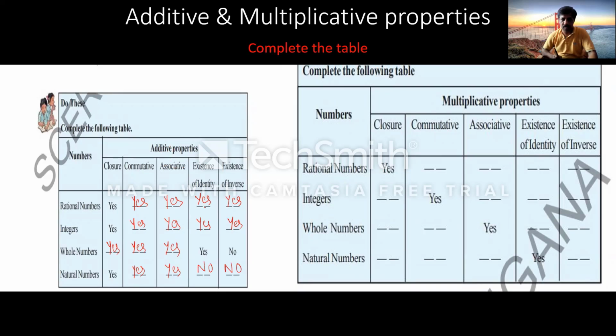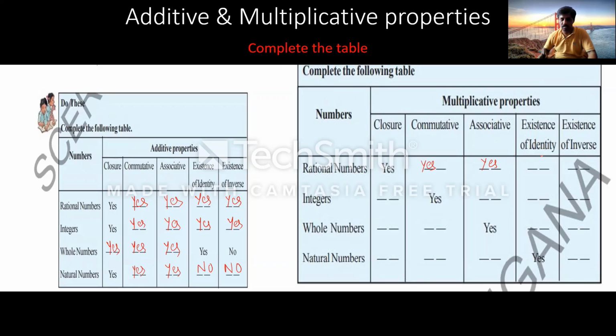Now, rational numbers. Rational numbers satisfy closure property with respect to multiplication. So, yes. Commutative property also they satisfy. So we should write yes. Associative property also they satisfy.